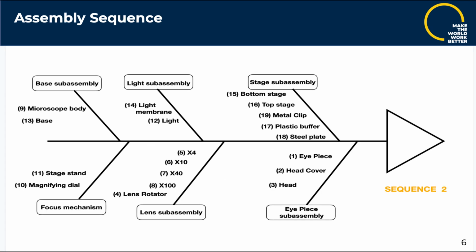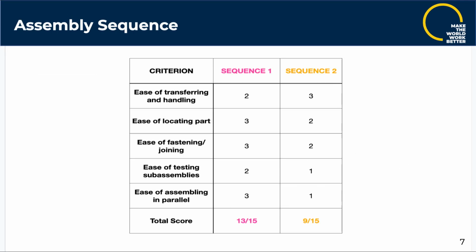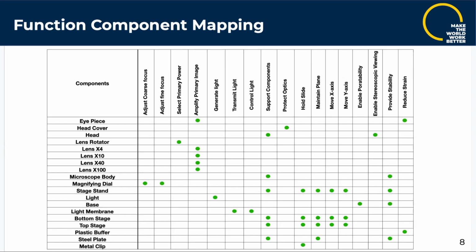In the second sequence, we begin with the base subassembly, followed by the focus mechanism assembly. Then we move to the light and lens subassemblies and finish with the stage and eyepiece assemblies. Sequence 1 is preferred over Sequence 2 as it offers better ease of locating parts and allows for parallel subassemblies and testing of subassemblies. This is a function component mapping matrix. A total of 19 subcomponents of the microscope are matched with their corresponding functions.